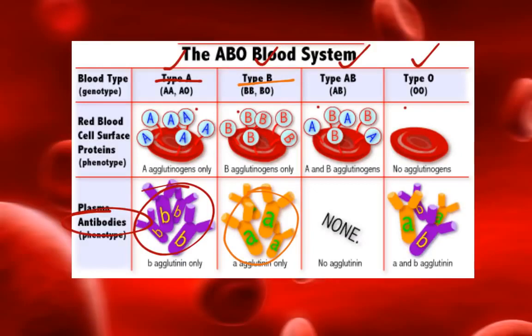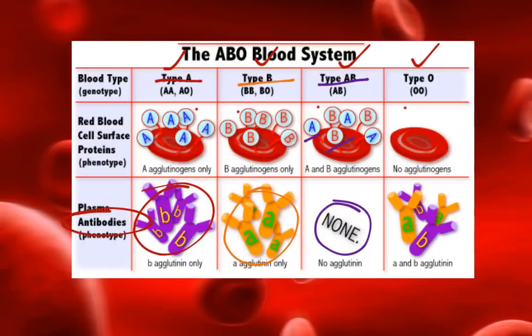If you have type AB blood, that means you have antigens for type A and antigens for type B, and therefore you do not build up A or B antibodies. And so you can be given type A blood, and it will be okay for you, and you can be given type B blood, and it will be okay for you.